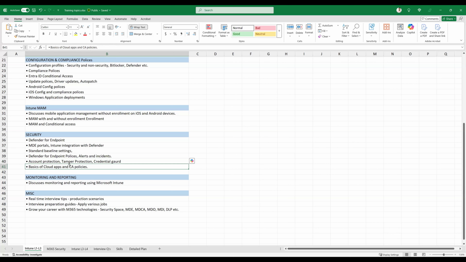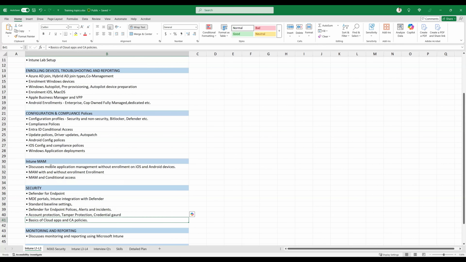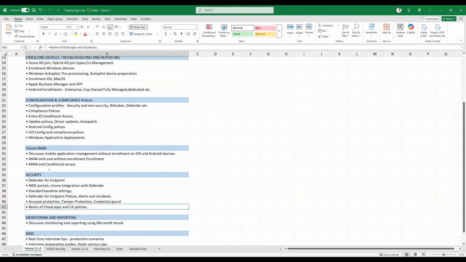Okay, so Defender for Endpoint is not just for Windows and Windows servers. People are buying it even for iOS, Android, macOS, and also for Linux. Defender is just a security product. So Defender is one section.